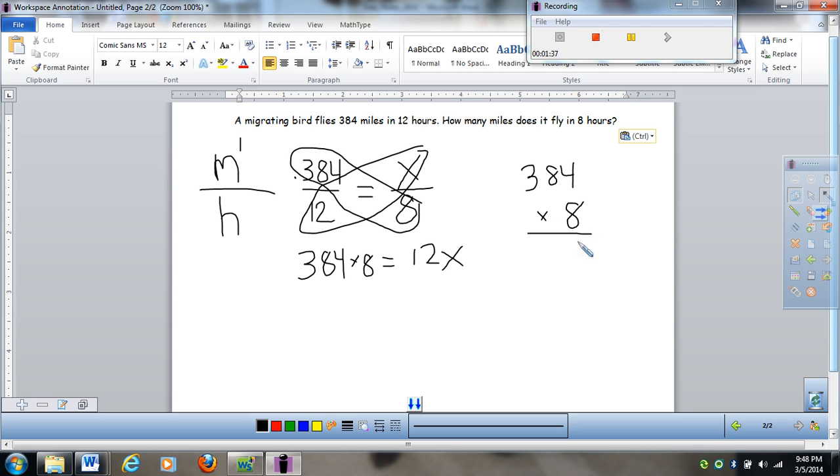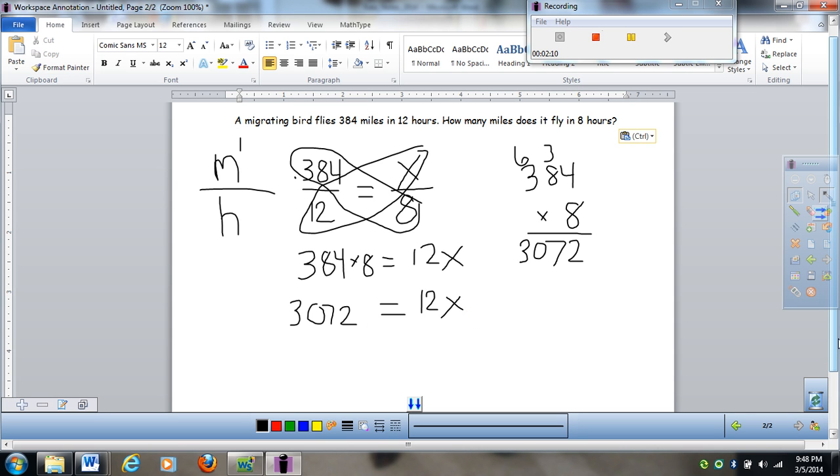I know that 8 times 4 is 32. I know that 8 times 8 is 64, plus 3 is 67. 8 times 3 is 24, plus 6 is 30. So I know that 384 times 8 is 3,072. And I have that set equal to 12 times x, or 12x.